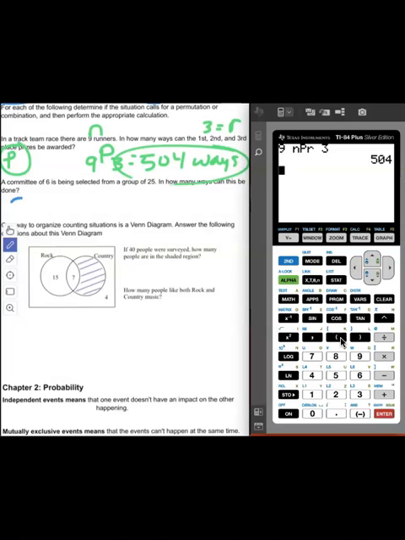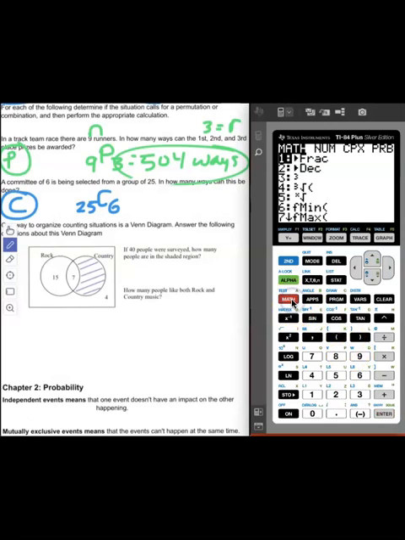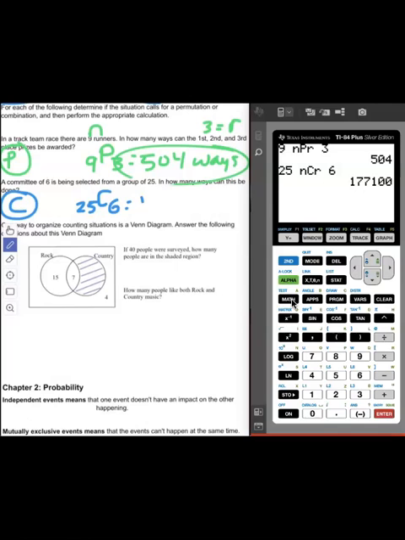So this is a combination problem. Order does not matter. So there's 25 people to choose from. We're choosing 6 in any order. So again, let's go to the calculator. We got 25. We are going to be choosing 6. An answer of 177,100 ways or different committees that could be formed.